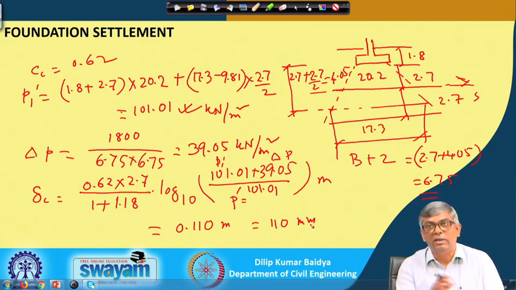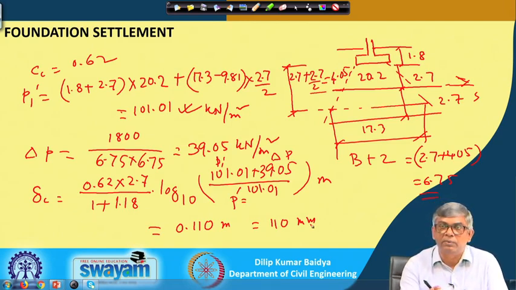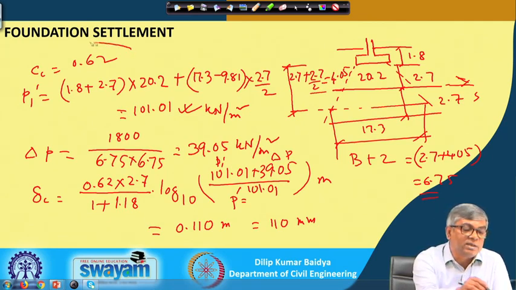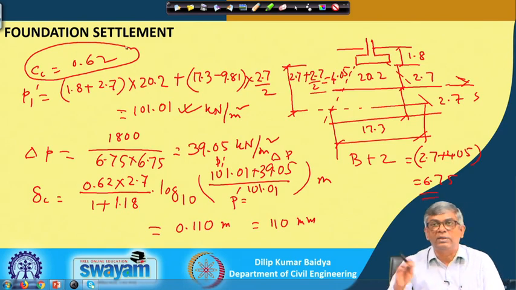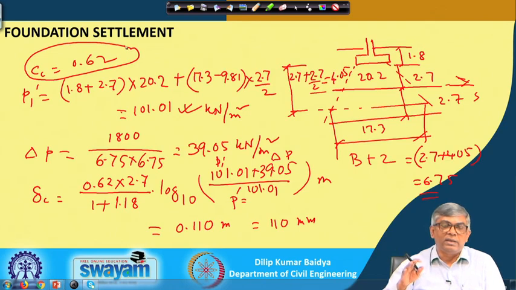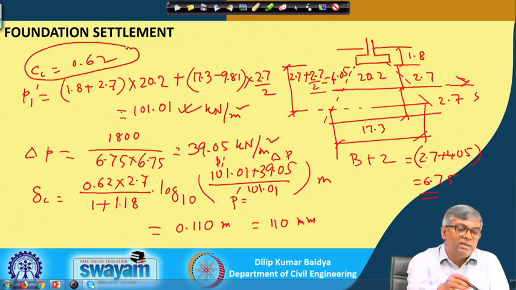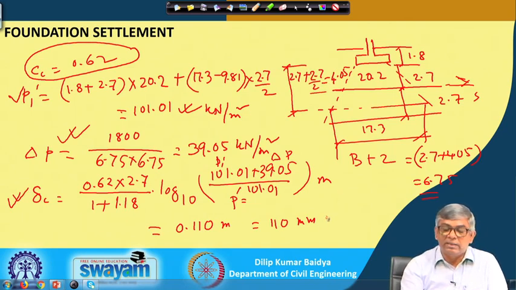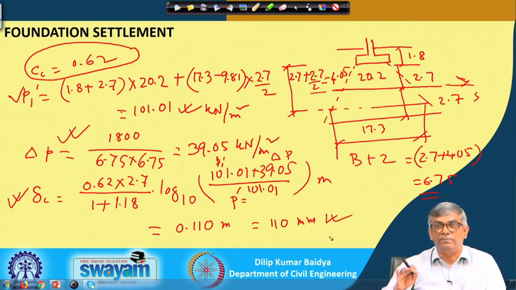So, this already I have taken, one or two similar problems up to this. What is the difference in this problem? Cc was not given. So, what I have done? I have plotted e versus log P, and from there I have calculated the slope, and that slope is nothing but Cc. That Cc I have taken here. Otherwise, P1 dash calculation is similar, delta P calculation also similar, and the equation also the same. By using this, I will get a settlement equal to 110 millimeter. So, this is actually the first part of the problem done.